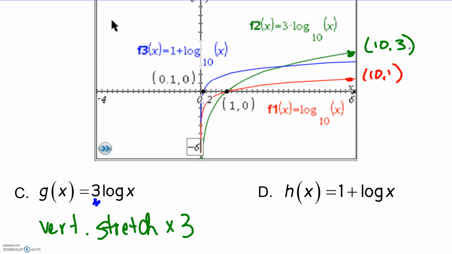Whereas on 3 log x, you are going to have the point 10, 3, a vertical stretch by a factor of 3. And then of course, this last one here we see in blue is just taking the log of x and adding 1 to it. So that means you're going to shift it up 1 unit. If I just take this red graph and shift it up 1, then I get this blue graph, and there you go.